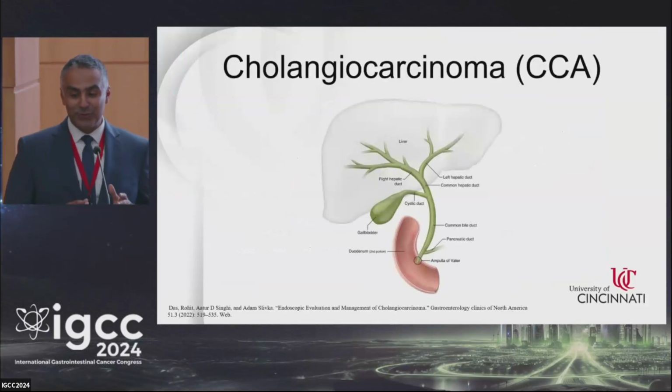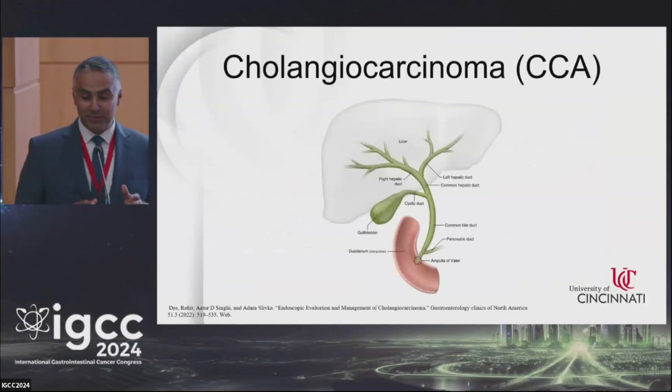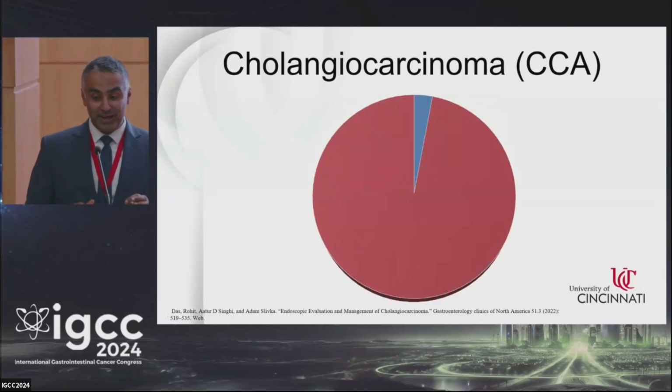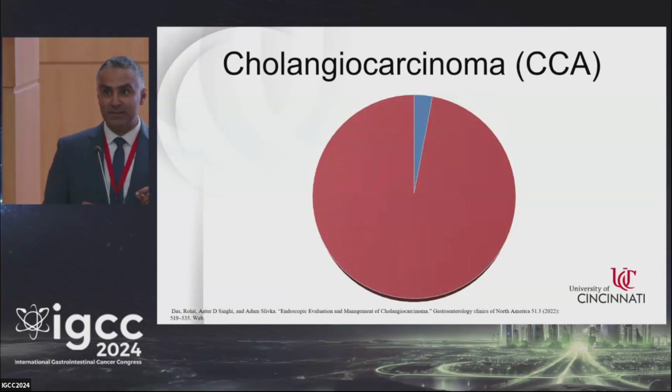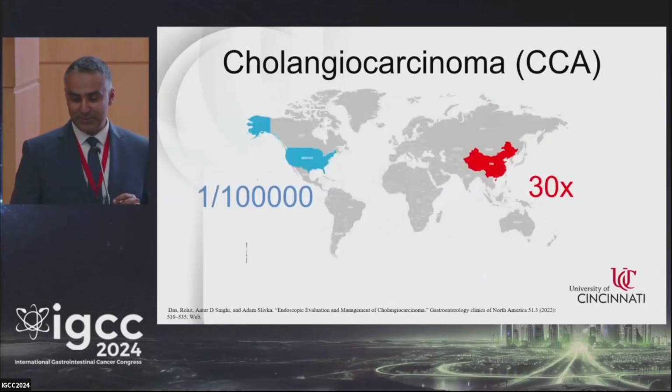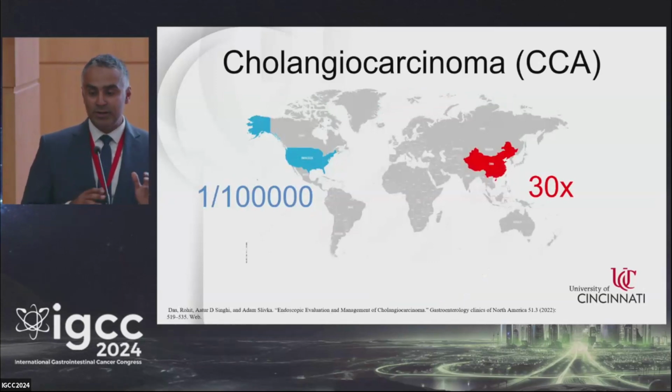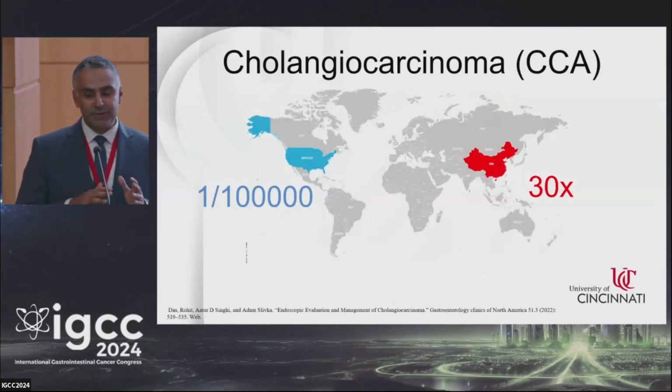Cholangiocarcinoma is cancer of the biliary tract that arises from the epithelial cells of the extra and intrahepatic biliary system. It's relatively rare, representing only 3% of GI cancers. The incidence in the United States is low. It's like 1 in 100,000 of population, but this figure is about 30 times more in Asia, specifically in China and Thailand.